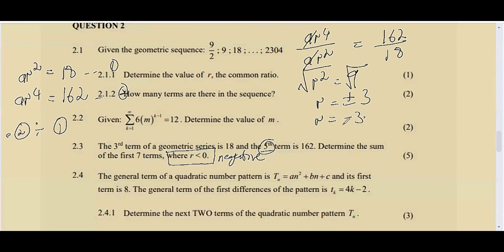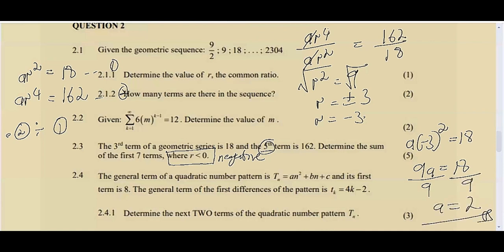Now that we have the value for R, we need the value for A, because in order to calculate the sum, all you need to have is the value for A and the value for R. So now we can take this R here and substitute it into any equation. Let's just substitute it into equation number 1 because it is simple. Then that's A, and where there is R, negative 3 to the exponent of 2, and then I have 18. So this will give me 9. So that's 9A is equal to 18. If I divide both sides by 9, my A is just equal to 2.